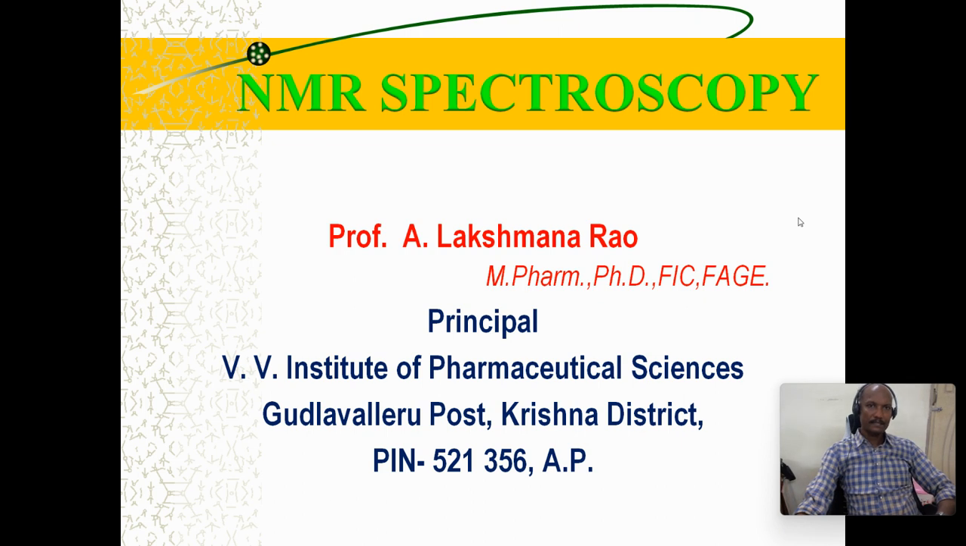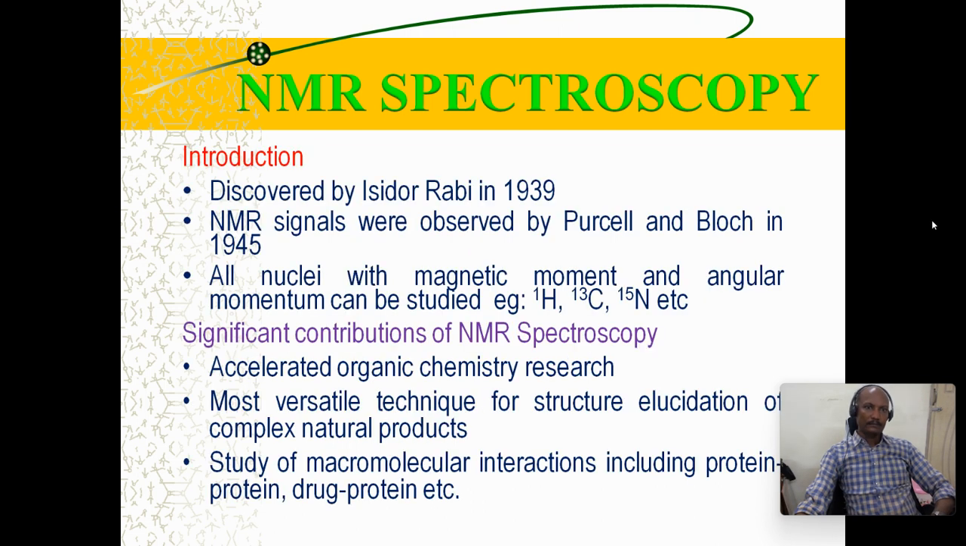Dear participants, today I am going to give a talk on NMR spectroscopy. And here, NMR spectroscopy is playing a very important role in analytical chemistry. First of all, NMR spectroscopy was introduced by Isidor Rabi in the year 1939. And the NMR signals were observed by Purcell and Walsh in the year 1945.